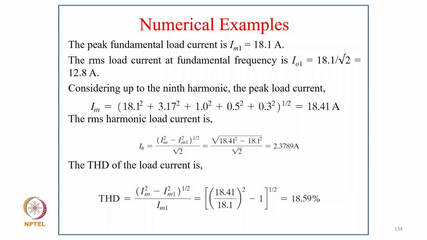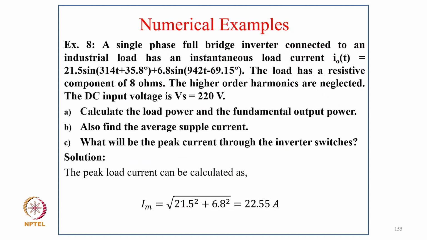The THD of load current is (I_M square minus I_M1 square) to power half divided by I_M1. So putting the values, it comes 18.59%.